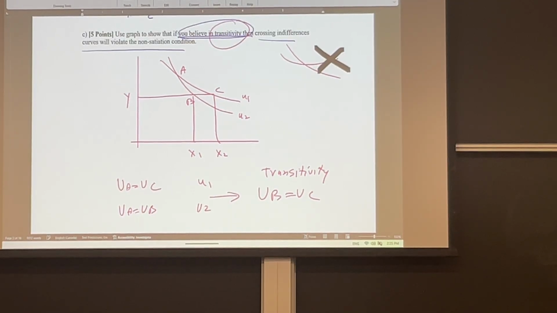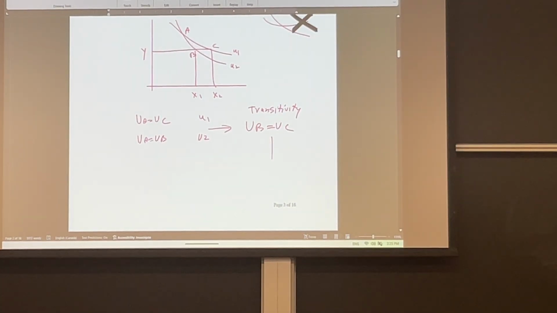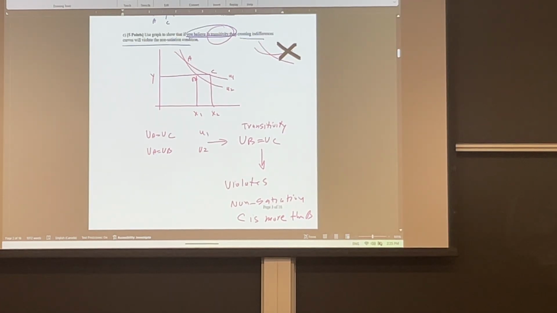Which is the follow through, right? And that violates what condition? Non-satiation. Because C is more than B. How can they be the same? C gives you more than B, right? We give you the same Y, more X. How can C not be better than B? That violates non-satiation. Right? Make sense? That's it. That gives you 5 marks.